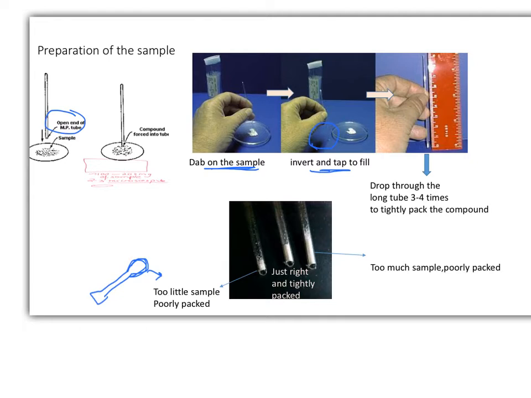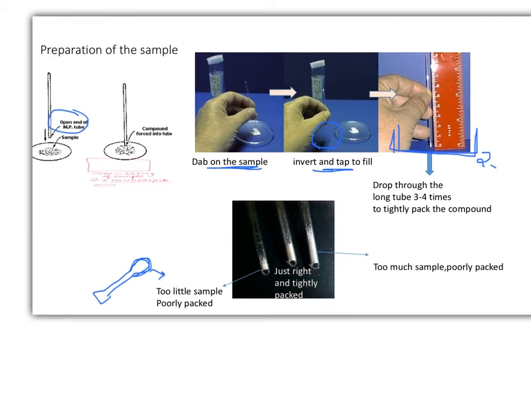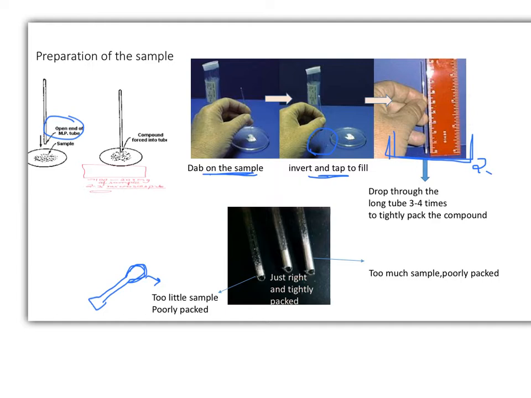Now you might question, well, how much of a sample do I need? So this picture just gives you a reference point. If the height is about 2 to 3 millimeters, 2 to 3 millimeters is what I would go for. I in particular like to use just about 2 when it is completely packed. So what I would want you to do is dab and tap to get your compound in.